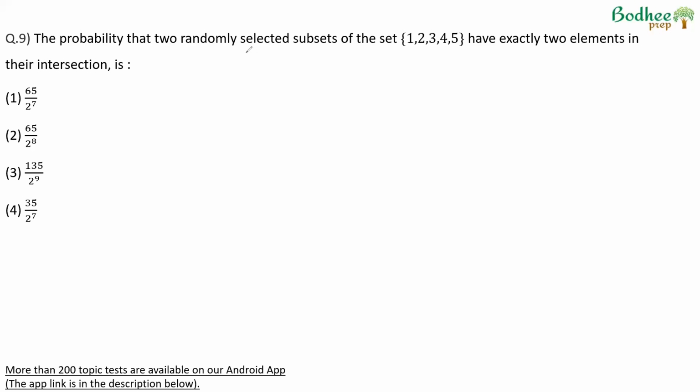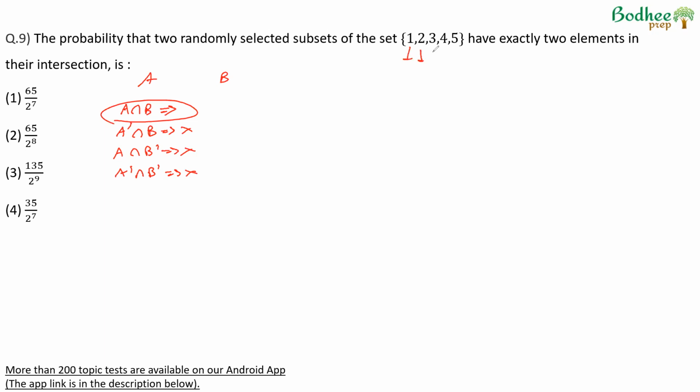The probability that two randomly selected subsets of the set {1, 2, 3, 4, 5} have exactly two elements in their intersection. Suppose the subsets are A and B. For each element, there are four possibilities: it will be in A and it will be in B, so it is common to both of them. It will not be in A, it will be in B, so it is not common. It will be there in A, not there in B, again not common. It will be absent in both of the sets, again not common. So this is a favorable case. These three are not favorable cases.